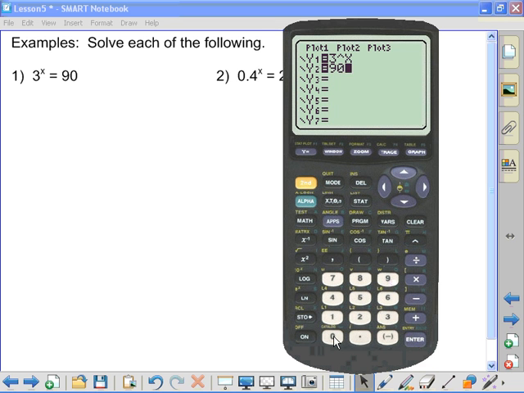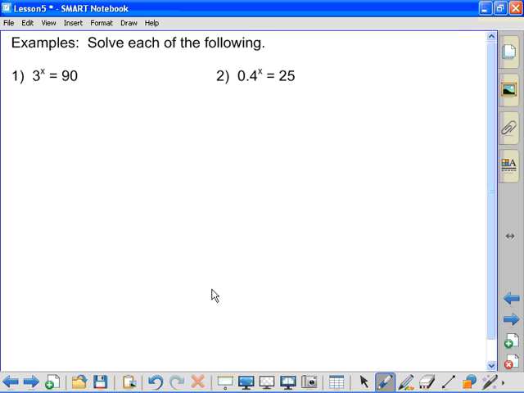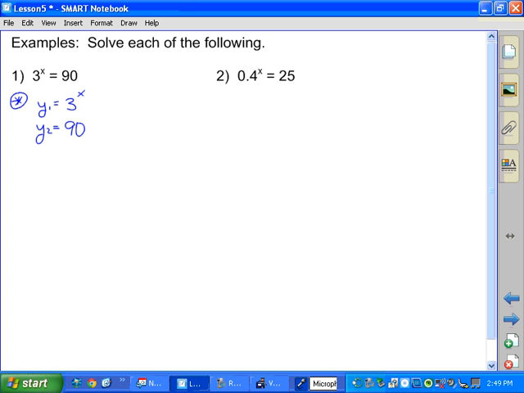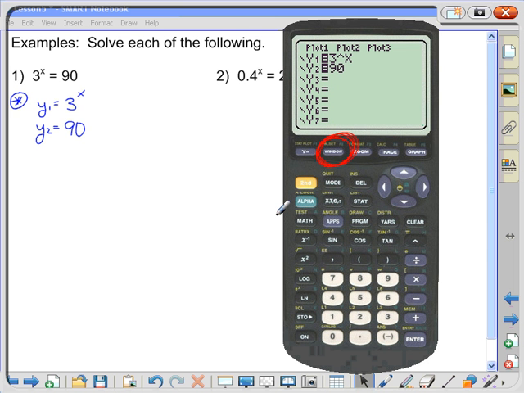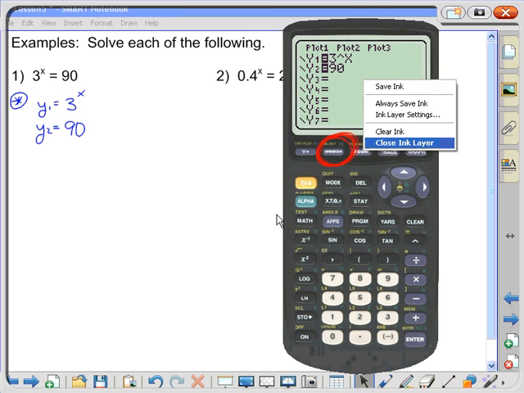So there are the 2 equations. Y1 is 3 to the x. Y2 is the 90. So Y1 will be 3 to the x. Y2 is going to equal 90. Next, I said you had to change the window. So window is the button. Here's the window button. So we're going to hit the window button.